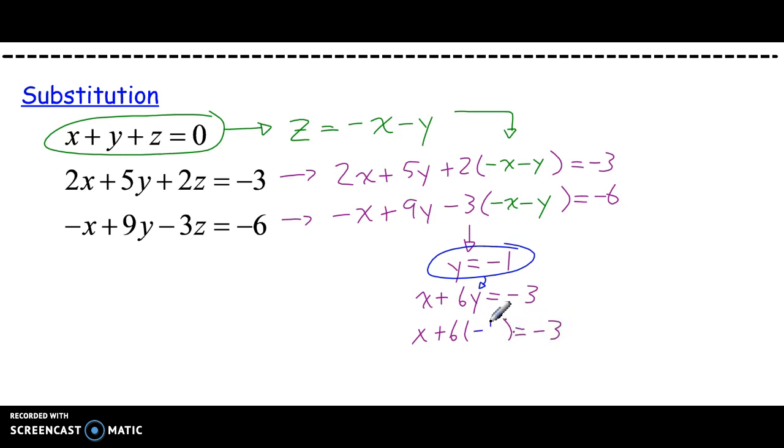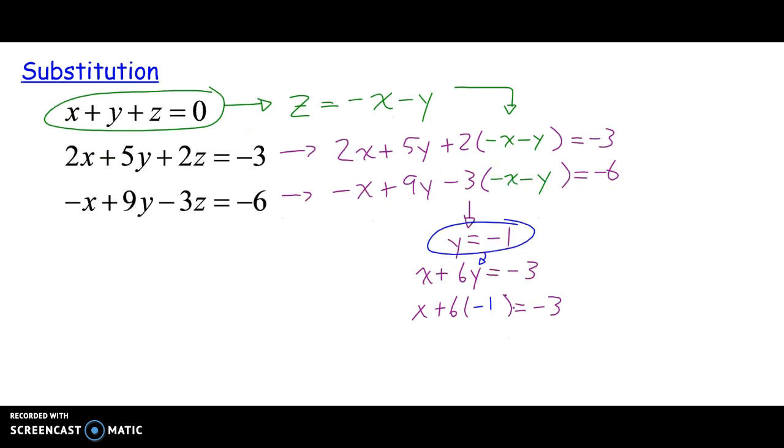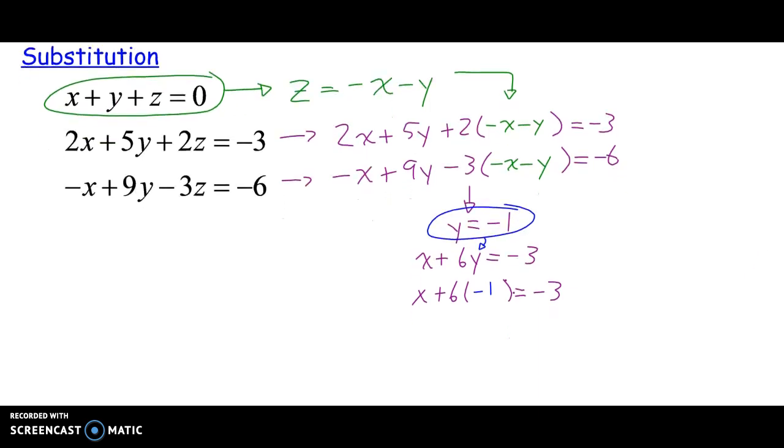So, negative 1 goes there. 6 times negative 1 is negative 6. Move the 6 to the other side. You get x equals 3. And at this point, we have y, we have x, and we almost have z.